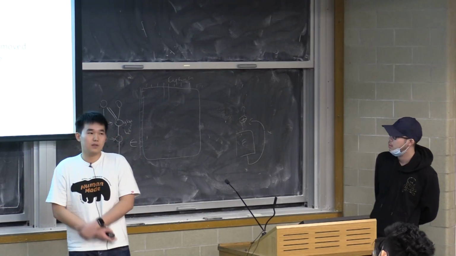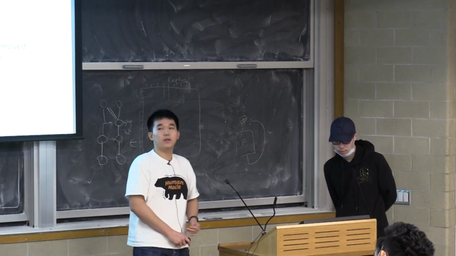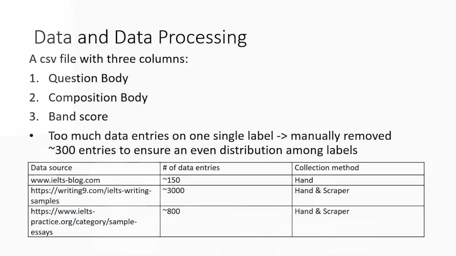For the data collection process, it was pretty straightforward. Since there's no existing data set, we had to do everything by ourselves. The first data collection was done completely by hand, where we just copied and pasted everything into a Google Excel sheet. By doing that, we gathered around 200 data entries. That process was pretty boring and repetitive. Then we used a Python scraper to collect the remaining 3,800 data entries.